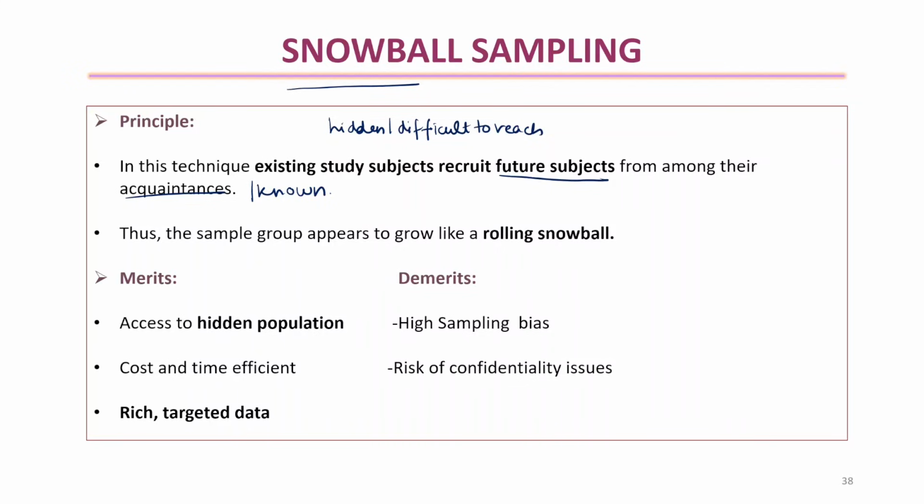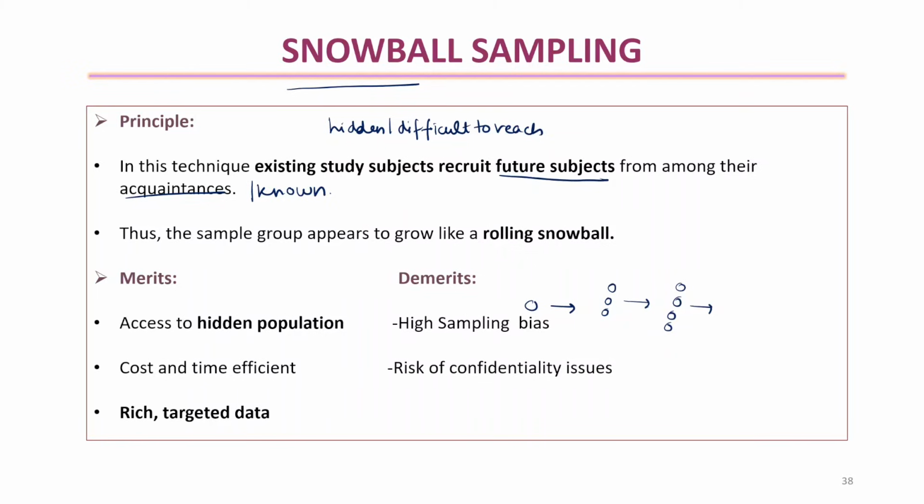In this method, the researcher first identifies a few participants. After interviewing them, each participant is asked to refer other people they know who meet the study criteria, and then those participants are asked in the same way, and the sampling goes on. The sample gradually grows just like a snowball rolling down a hill, becoming bigger.